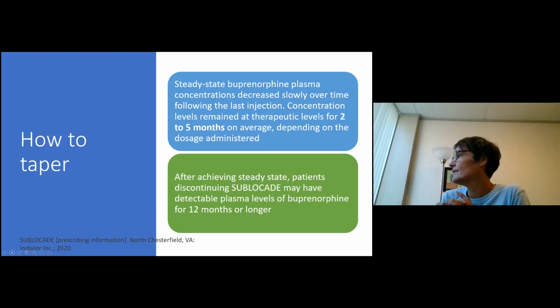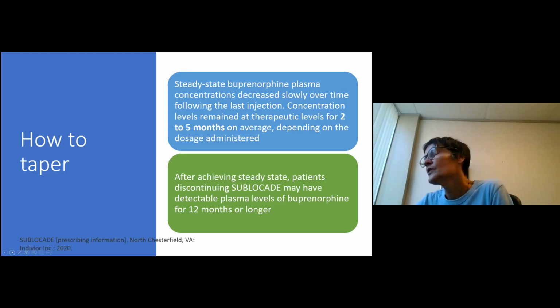And concentration levels remain at therapeutic levels for 2 to 5 months on average. So really, it sticks around. And after achieving steady state, patients discontinuing Sublocade may have detectable plasma levels of bupe for 12 months or longer. So not only are they not feeling craving or withdrawal, but they're also less likely to die during that period. Big deal.